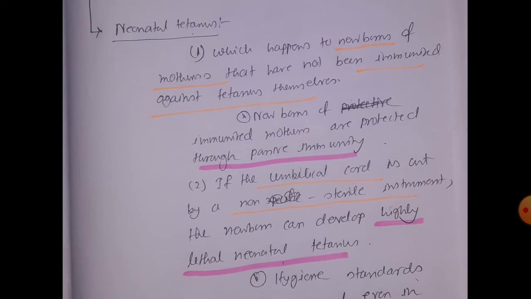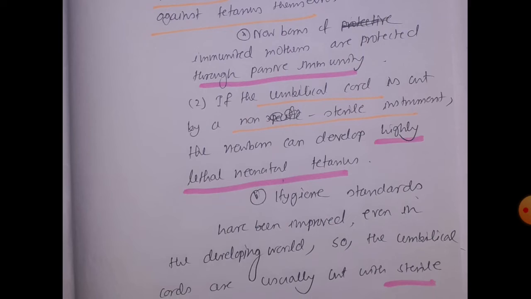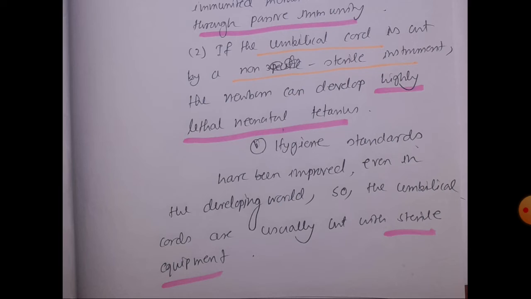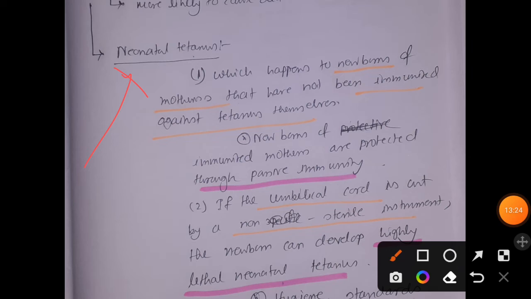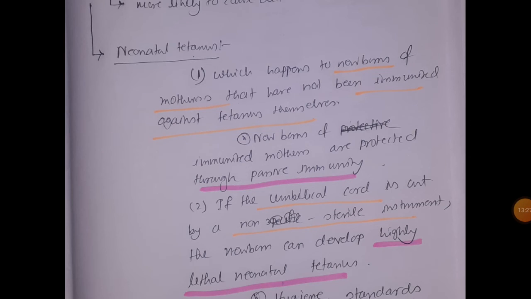Clostridium tetani that causes neonatal tetanus. Not only that, even in developing countries nowadays hygiene standards have improved, and as a result even in developing countries we are now using properly sterilized instruments to cut the umbilical cord. That is why the chance of neonatal tetanus is minimized nowadays. So those are the 4 common types of tetanus.